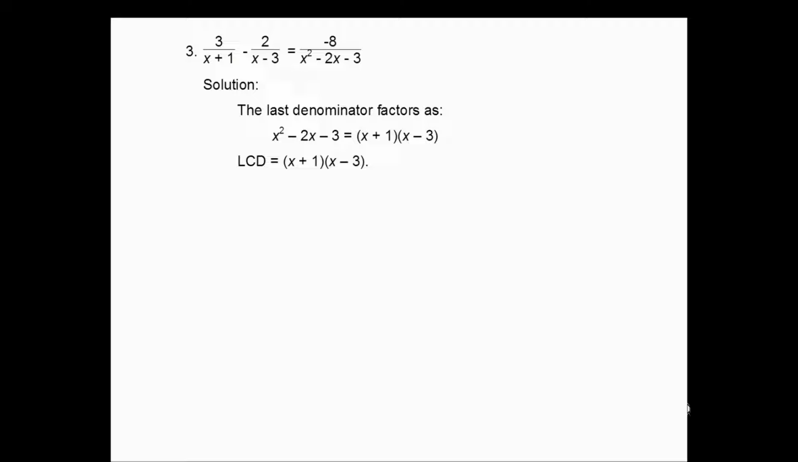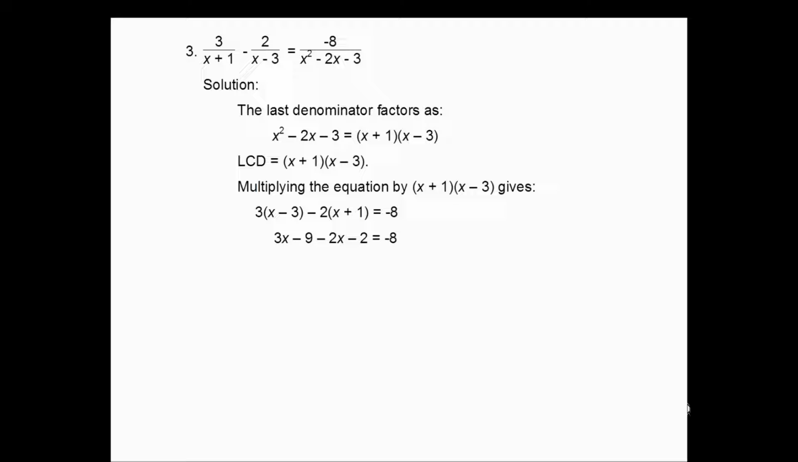Okay, now again, when we clear fractions, multiply each numerator by factors from the LCD that do not appear in its denominator. So I'll have 3 times x minus 3 minus 2 times x plus 1 is equal to negative 8. That's what's going to happen when I clear fractions. Okay, on the left-hand side, we need to distribute. So I have 3x minus 9 minus 2x minus 2 is equal to negative 8.